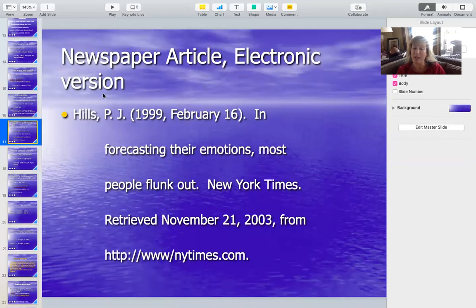We will be using newspaper articles, so I wanted you to look at this. It is going to be electronic versions of newspaper articles. So in this case, unlike any other citation, you're going to use the year and the date. So I'll be expecting this on your reference page for the first paper.